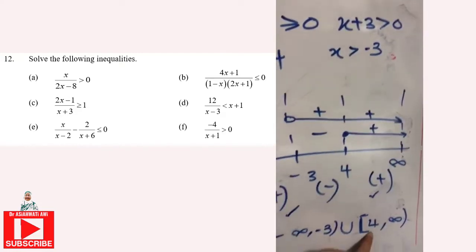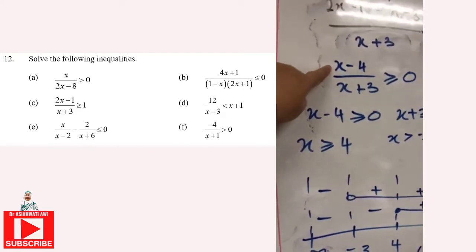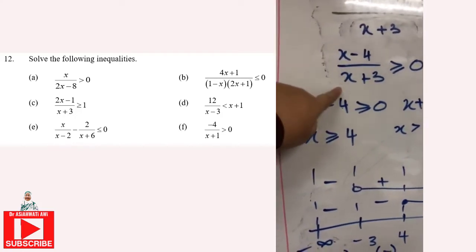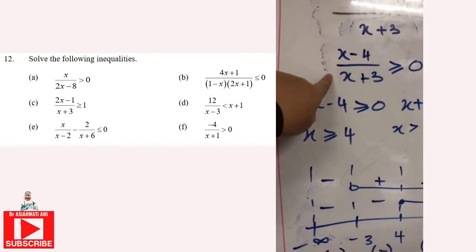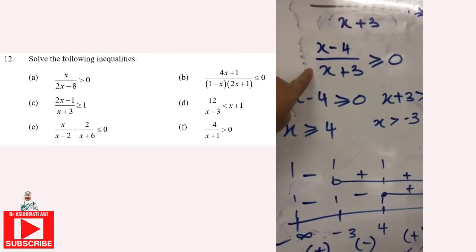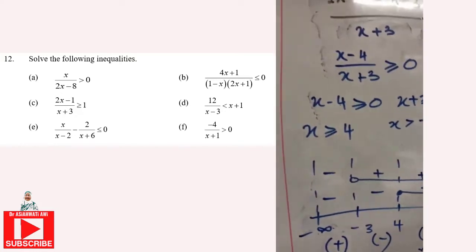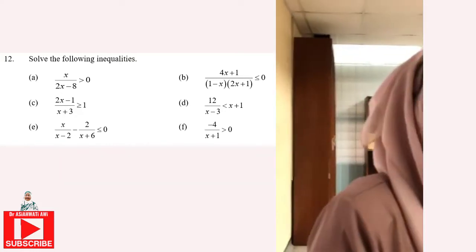Kita choose 4, kan. Substitute dalam ni. 4 minus 4, 0 over 7. 0 over 7 is what? 0 over 7 is 0. 0 equals 0 kan? Ha, betul lah. Okay, that's number.